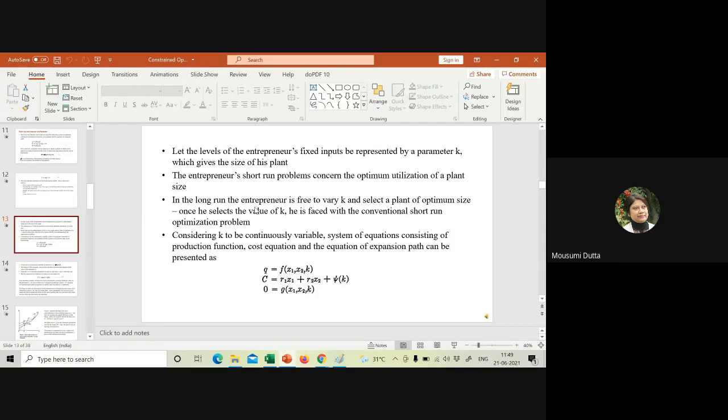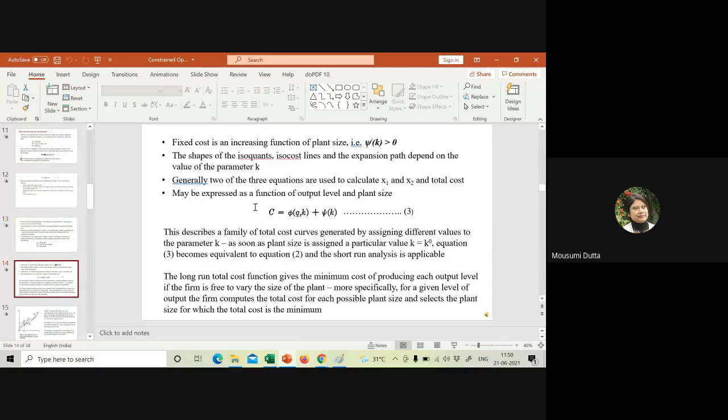Now, the expansion path is also a function of x1, x2, and k. So, k we are bringing in our model, and we are considering that k is continuously variable. However, when you are selecting or picking and choosing a particular plant size, then the plant size is a given factor to you, and that will appear as a fixed cost component.